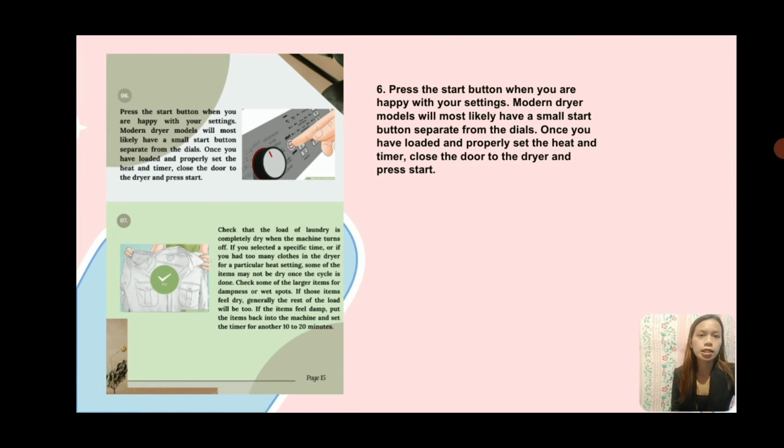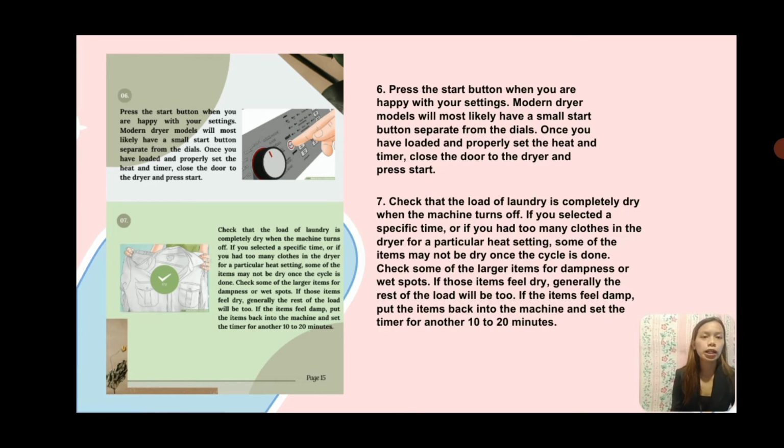And then sixth, we have press the start button when you are happy with your settings. Modern dryer models will most likely have a small start button separate from the dials. Once you have loaded and properly set the heat and timer, close the door to the dryer and press start.